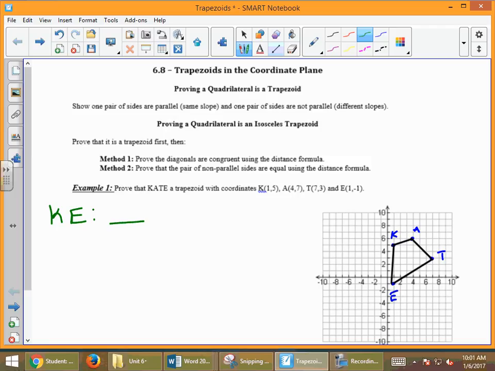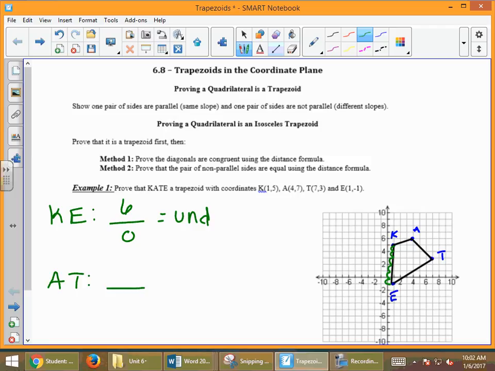Okay. Count up. How far do we go up? 6. How far did we go over? 0. What do we call this slope when 0 is in the bottom? Undefined. Right. Then what you have to do is go to the side directly across from KE. What side is directly across from KE? AT. Find the slope of AT.